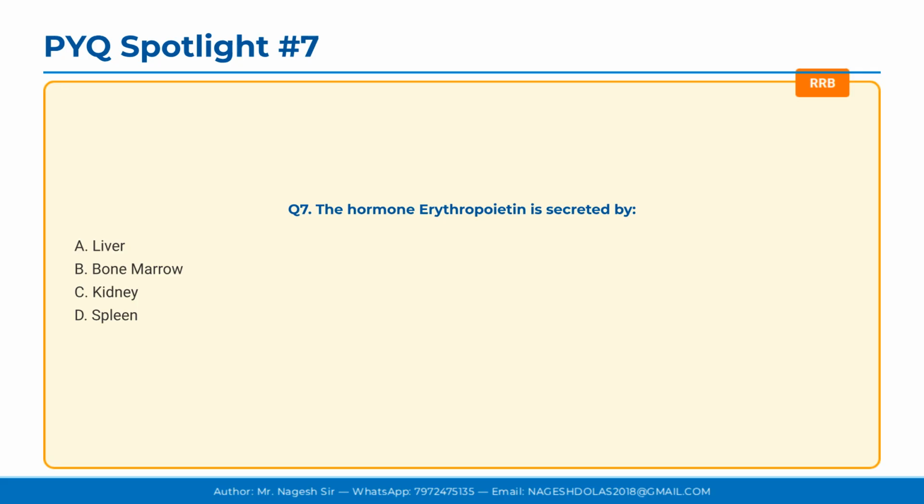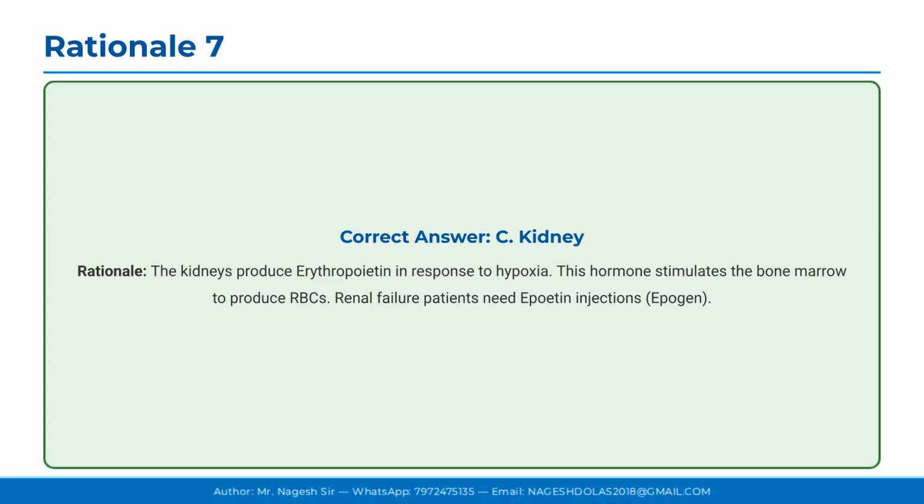PYQ Spotlight number 7 asks, the hormone erythropoietin is secreted by A. Liver, B. Bone marrow, C. Kidney, or D. Spleen? The correct answer is C. Kidney. The kidneys produce erythropoietin in response to hypoxia. This hormone stimulates the bone marrow to produce red blood cells. Renal failure patients often require epoetin injections.